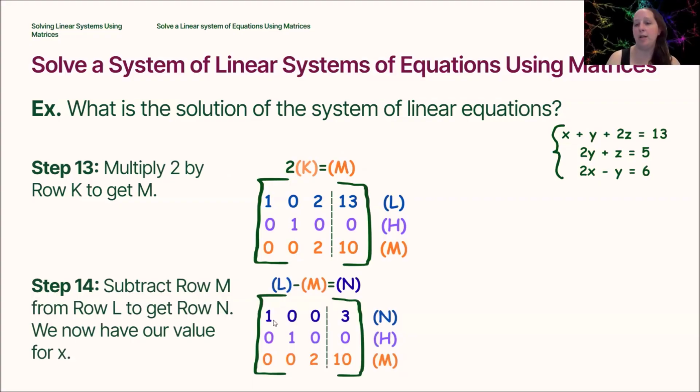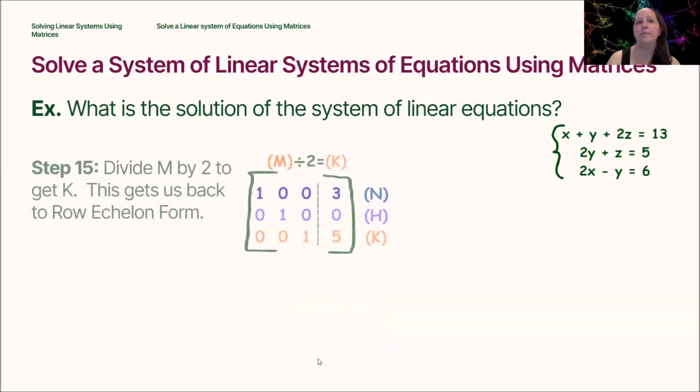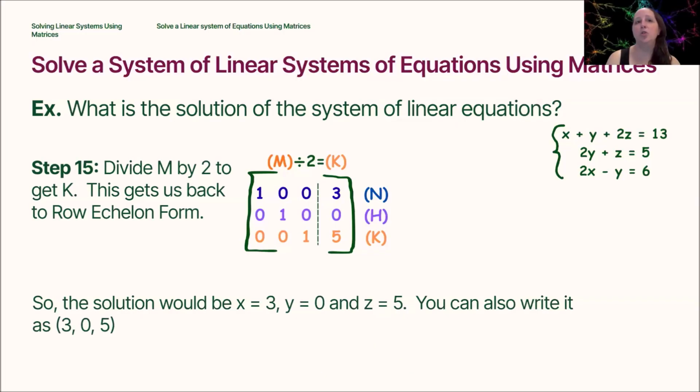So now I have 1, 0, 0, 3. This is almost in reduced row echelon form, right? Because I have this 2 at the bottom. So I need to get rid of that 2. So I'm going to divide again by 2. So my solution then is X equals 3, Y equals 0, Z equals 5, or I can write it as 3, 0, 5.